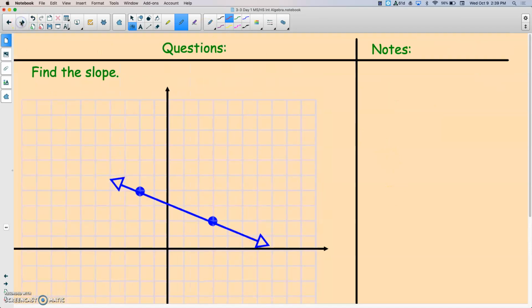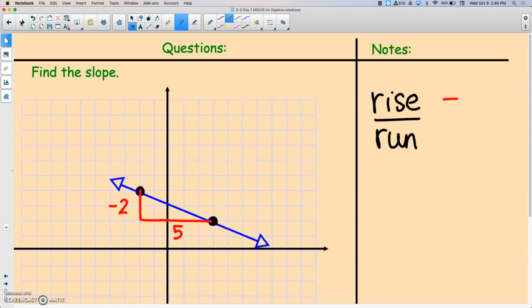Next example, reading the slope from left to right again. This point is on the left, this point is on the right. So rise over run. This time, to go from the point on the left to the point on the right, I'm going down 1, 2. So that means -2 because I went down 2. Over to the right, 1, 2, 3, 4, 5. So this slope is -2 over 5. It's a negative slope because my line is going downhill, or falling, from left to right.